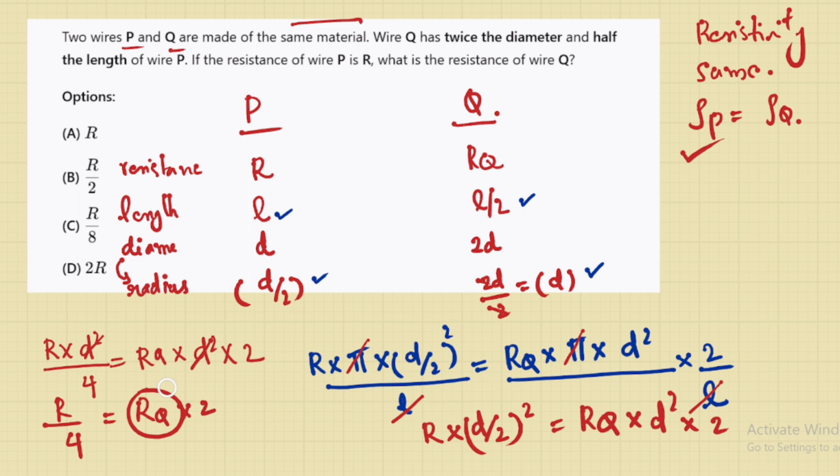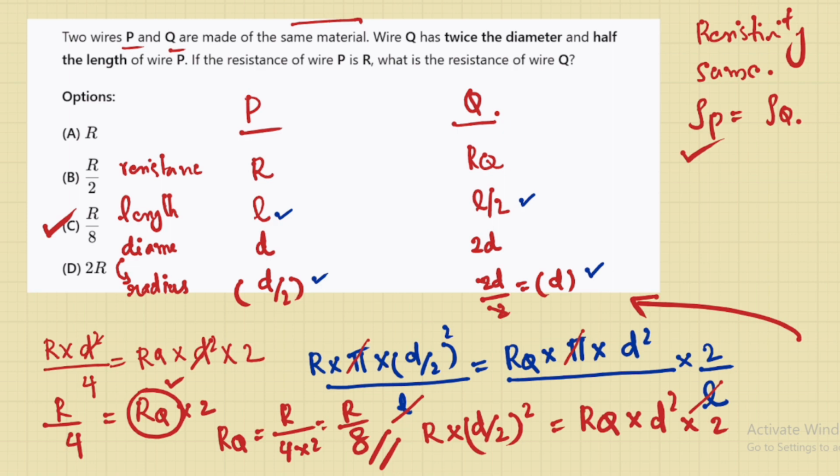And this is what we have to find out. So RQ will be equal to R by 4 into 2, which is R by 8. Hence we got the answer, and option C is the right answer. This is how we tackle this particular question.